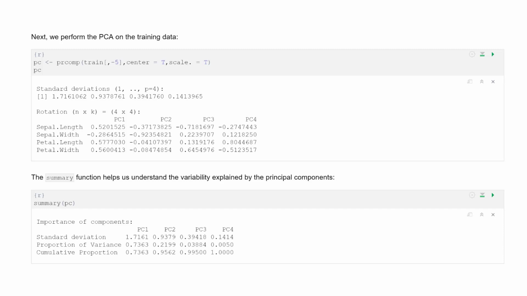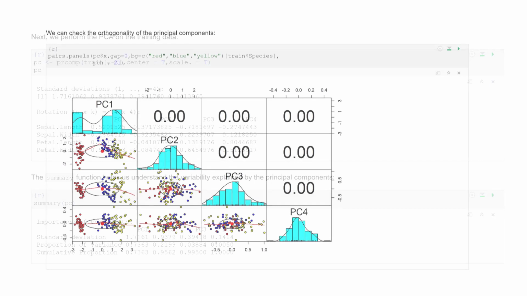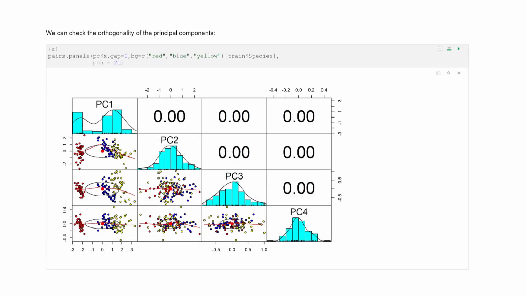If we ignore PC3 and PC4, then we can capture 21.9% additional information because PC1 and PC2 are uncorrelated. So that cumulatively, we have already captured 95.6% of the total information, and we can still ignore 2 of the dimensions. We can check the orthogonality of the principal components by using the pairs.panel. Notice that the pairwise correlation between these principal components is all 0, which means that they are all pairwise uncorrelated. So there is no information overlap between these principal components.